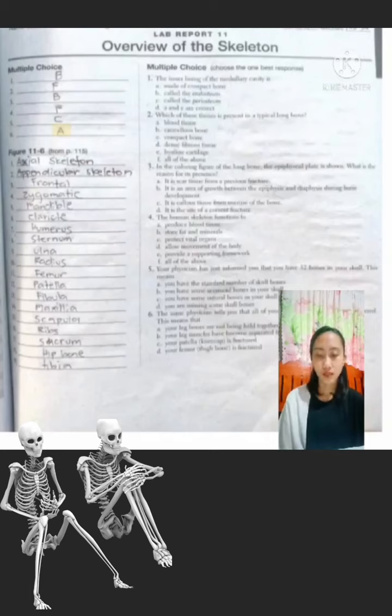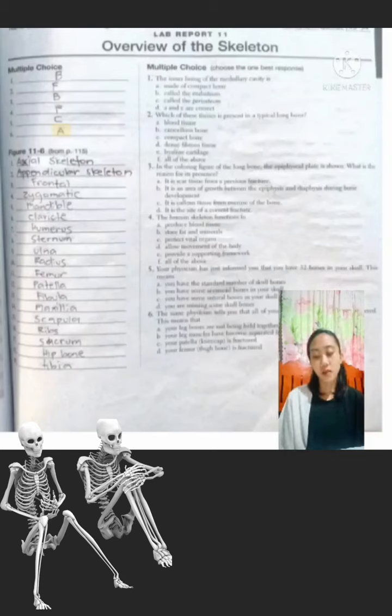Number 1. The inner lining of the medullary cavity is... The answer is B, called the endosteum. Number 2. Which of these tissues is present in a typical long bone? The answer is F, all of the above. Number 3. In the coloring figure of the long bone, the epiphyseal plate is shown. What is the reason for its presence? The answer is B. It is an area of growth between the epiphysis and diaphysis during bone development.